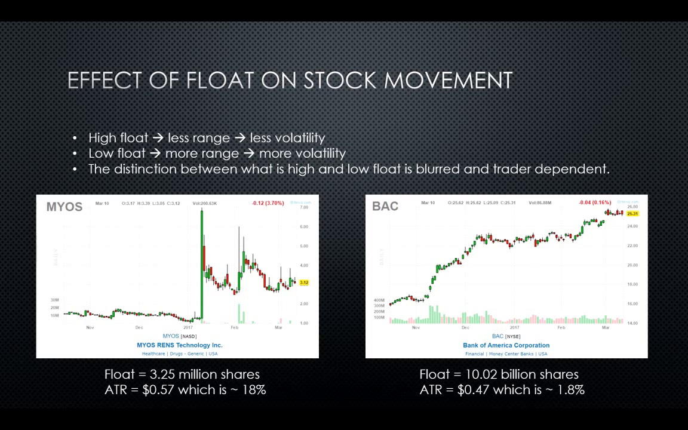Now let's look at two stocks and compare their price movement. First one on the left is MYOS, which is a low float biotech stock having only 3.25 million shares float. And the one on the right is Bank of America, which has a massive 10 billion share float. As you can see from the chart, MYOS has a huge average range of daily movement, or average true range, ATR for short, compared to BAC. Although the absolute dollar values of the ATRs are close, if you look at it percentage-wise with respect to the share price, MYOS moves 10 times as much as Bank of America does.